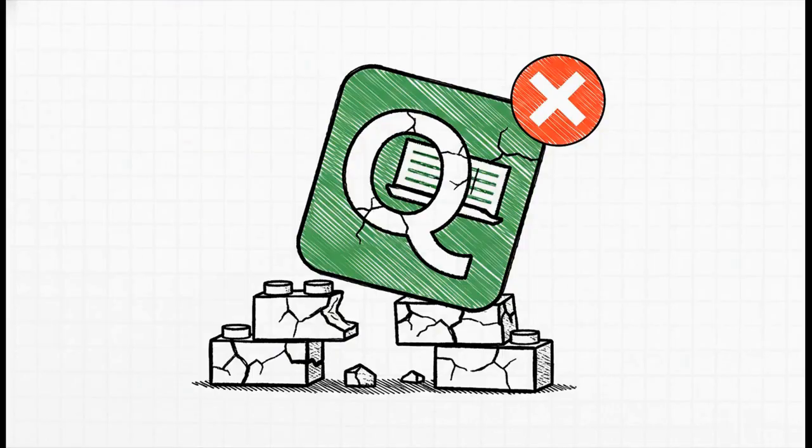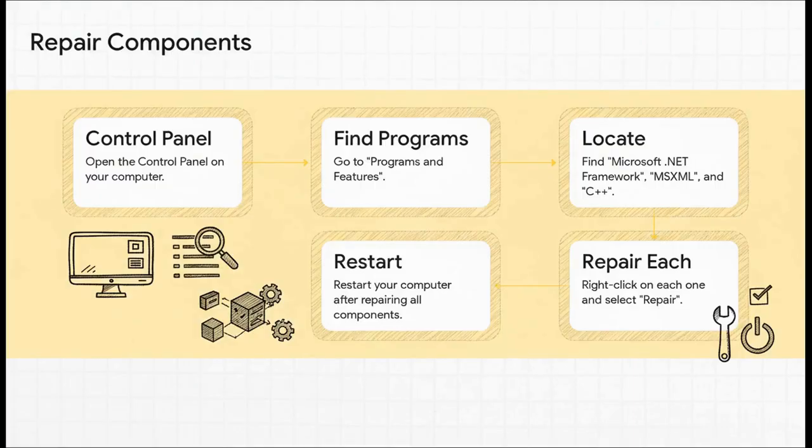All right, so if Windows is all up to date and you're still getting the error, our next target is the Microsoft components that QuickBooks needs to run. I'm talking about things like .NET Framework and C++. Think of them like the foundation of a house. If the foundation is cracked, the house isn't going to be very stable. You can fix these right from your Control Panel. Just head to Programs and Features, find each of those Microsoft items in the list, right-click on it, and you should see an option that says Repair. Do that for each one, and then, yep, you guessed it, restart your computer one more time.